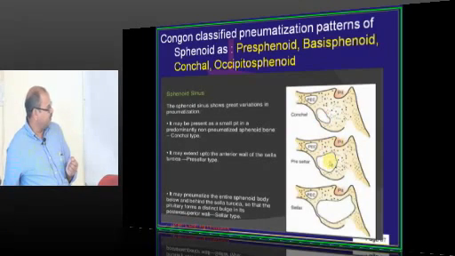Presellar, before sella, is the anterior wall of the sella turcica, where it's called presellar, and behind the sella turcica also it extends, that's called basisphenoid or sellar type.